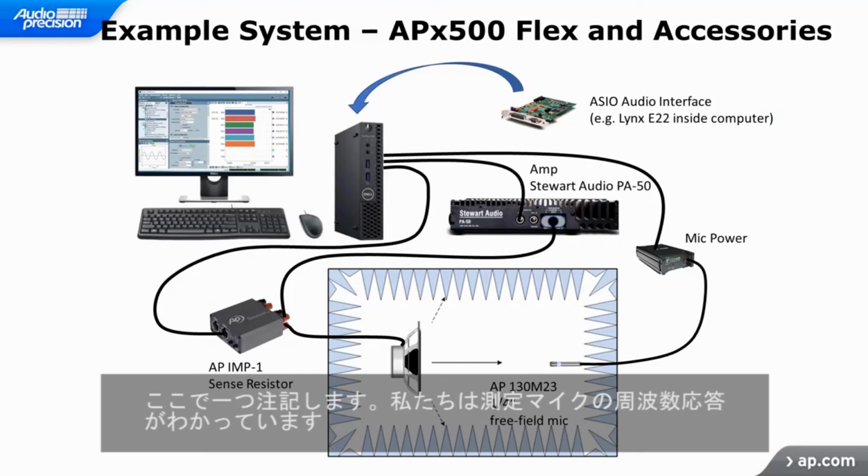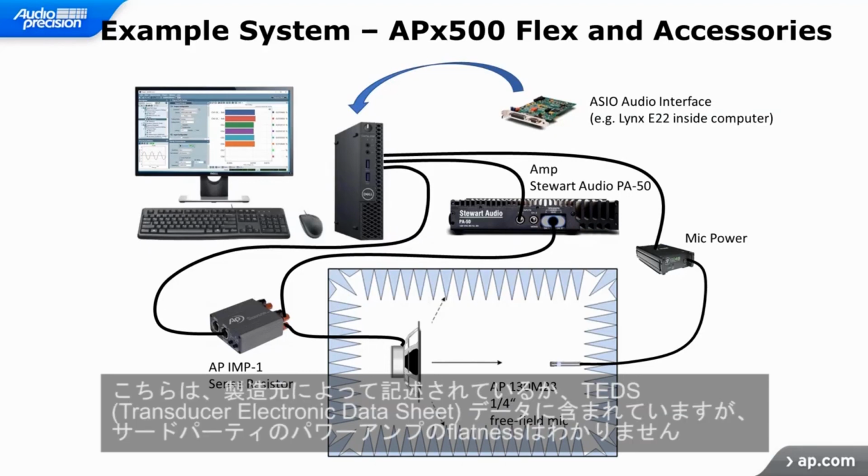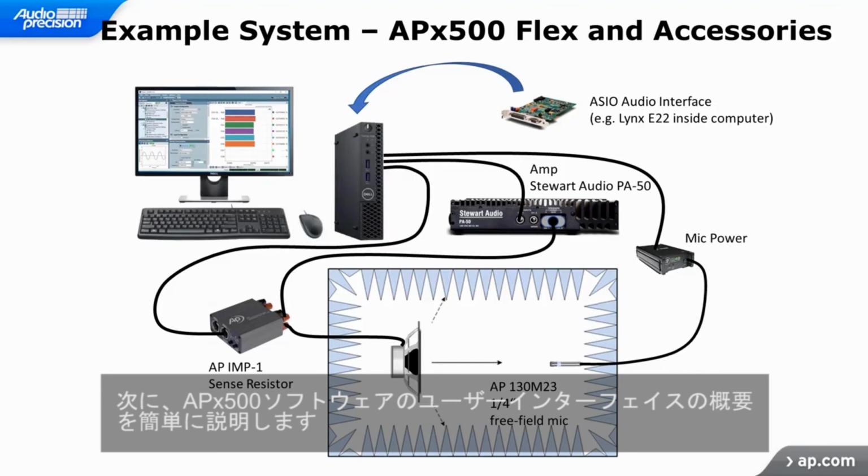One comment here: we know the frequency response of the measurement mic, which is stated by the manufacturer and/or contained in the TEDS data, but we don't know the flatness of the third-party power amp. It is therefore necessary to characterize the frequency response of the amp and create an equalization curve that calibrates out the amplitude variations based on frequency.